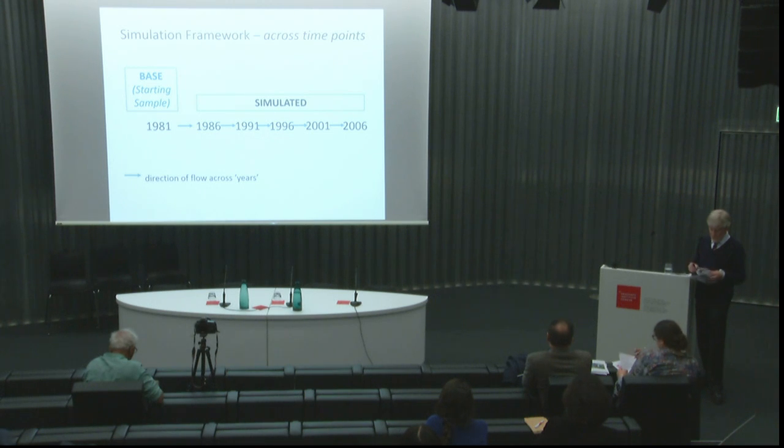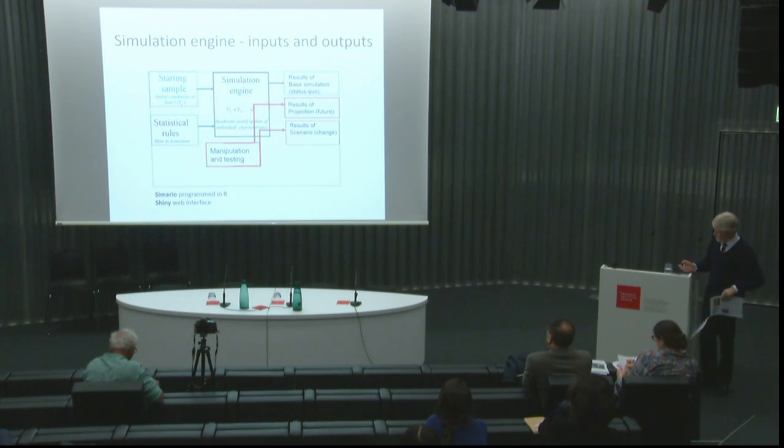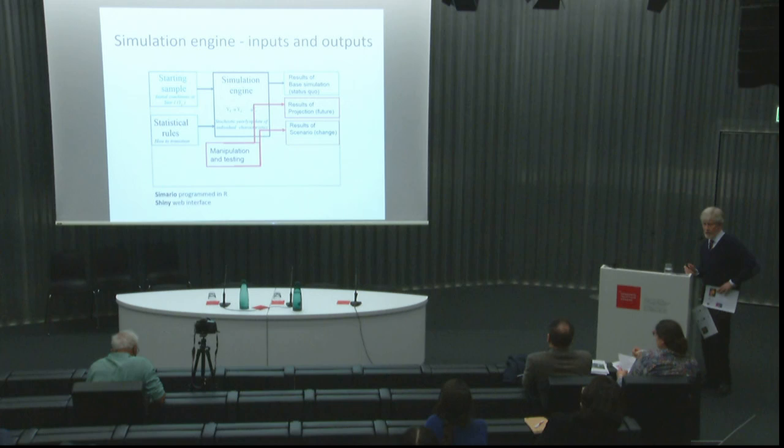Just to give you an idea of how this works, what happens is we have our starting sample there, which is real data. We have a simulation engine, which has got these statistical rules inside it, and then we reproduce the census. That's a status quo. That's our little 1% sample of the New Zealand status quo from 1981 through to 2006.